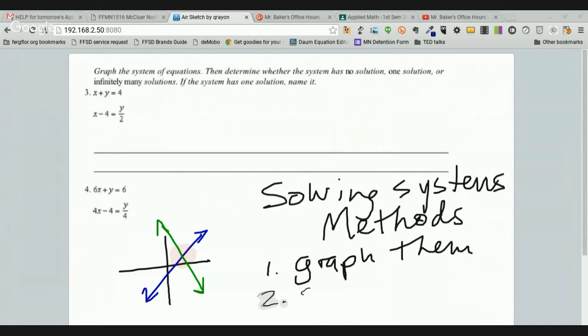We can solve by substitution, where we solve one for the x or y variable and then plug the other one in. And we could solve by elimination. It's going to be up to you to determine tomorrow which method you use.